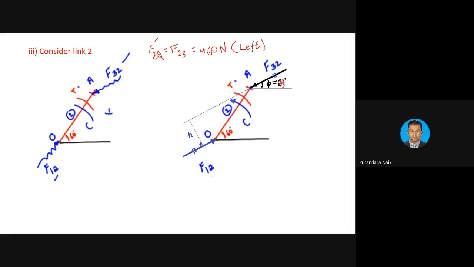After that, once you draw F32, draw the parallel line through point O, that is F12, and it is opposite and equal. If it is towards right, this will be left, this will be towards right. Now, the couple formed by these two forces. Below that, write down for static equilibrium.